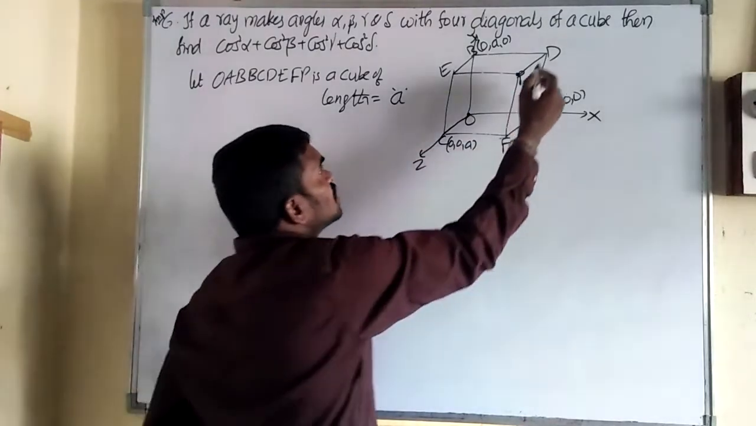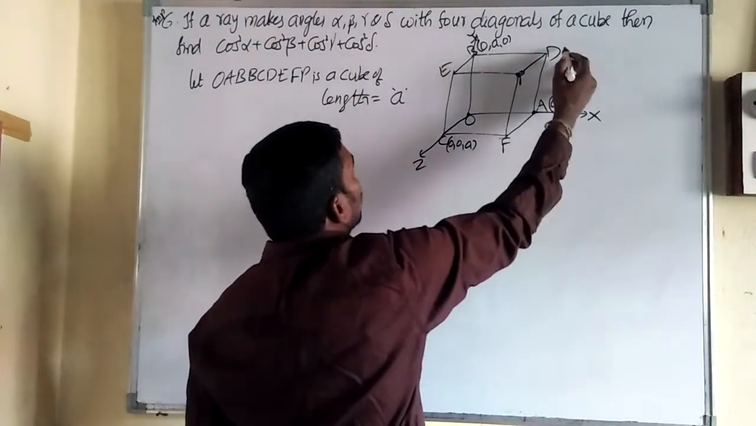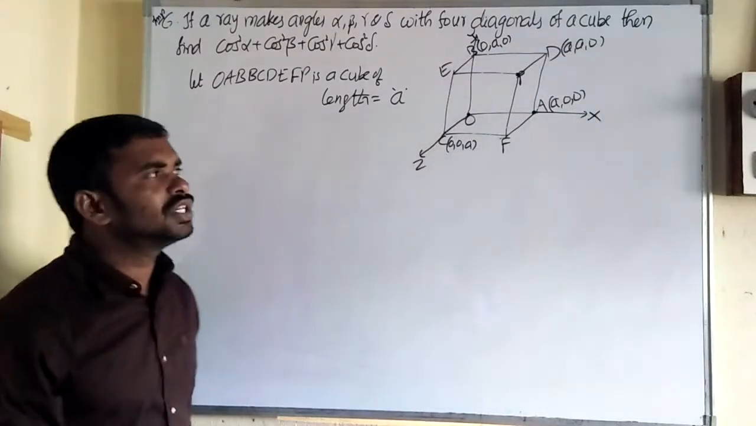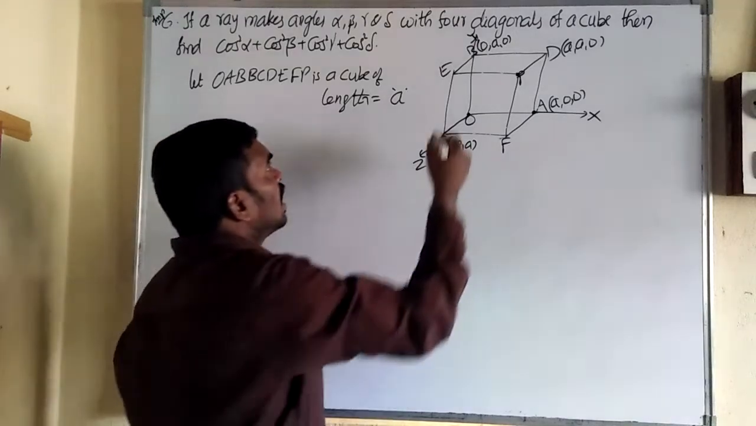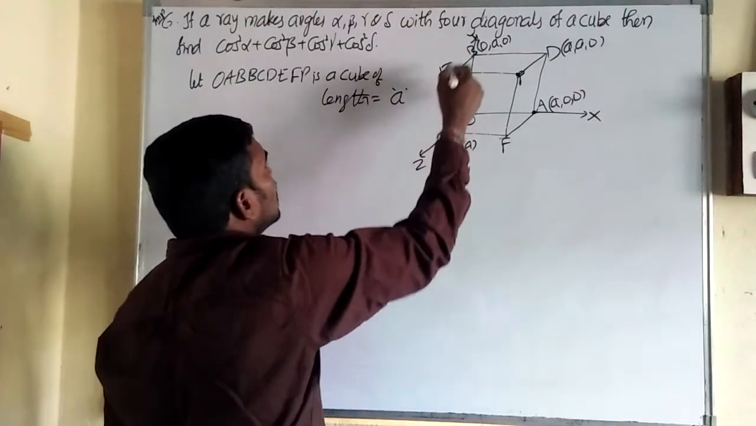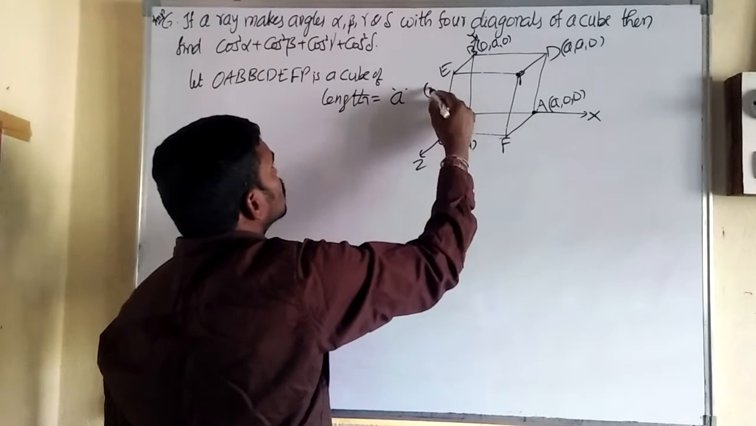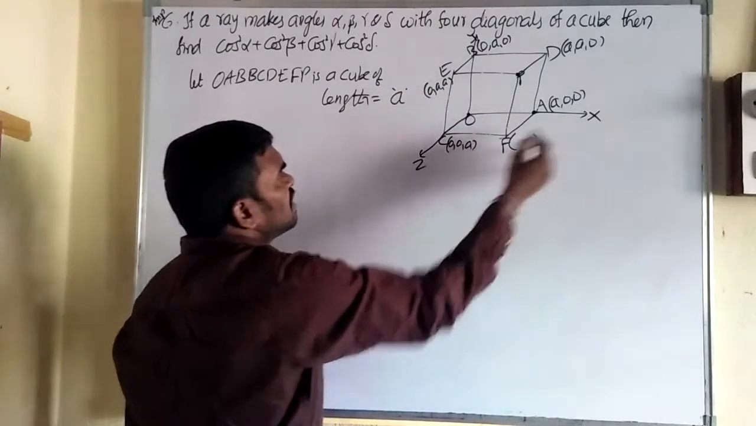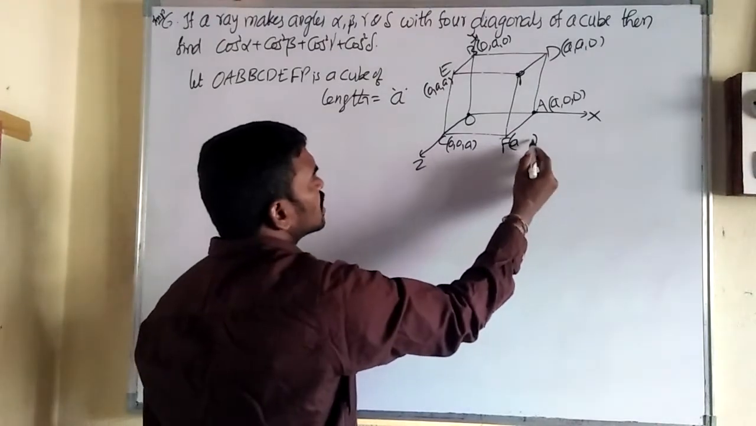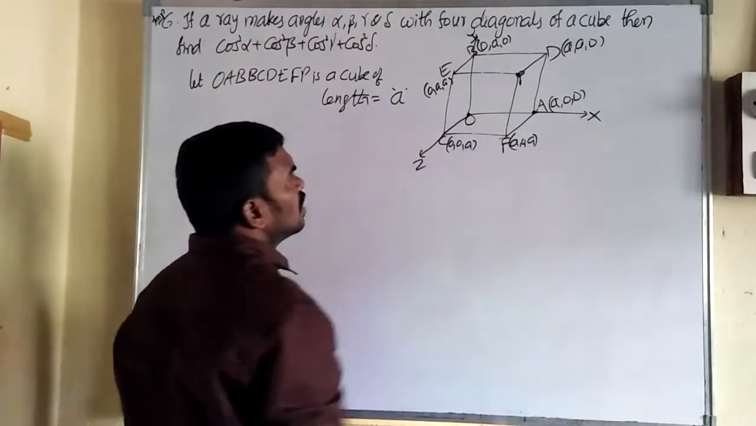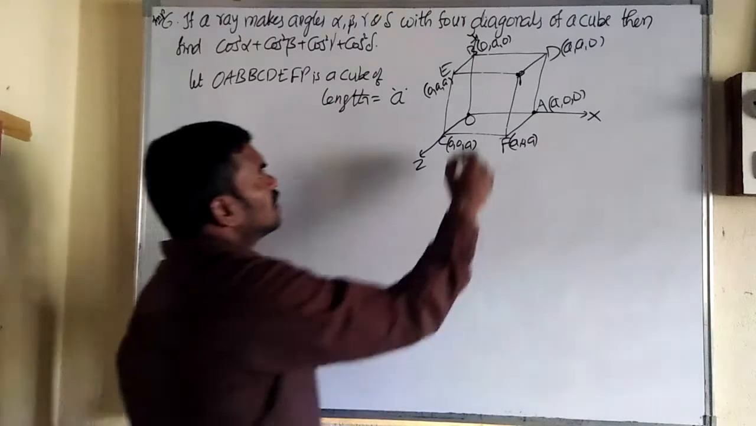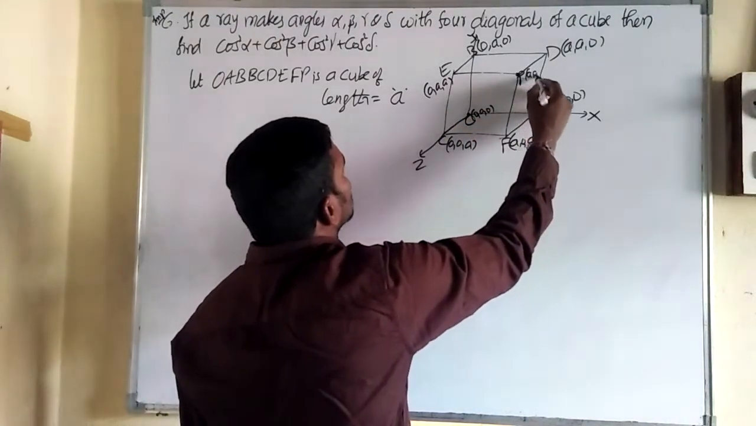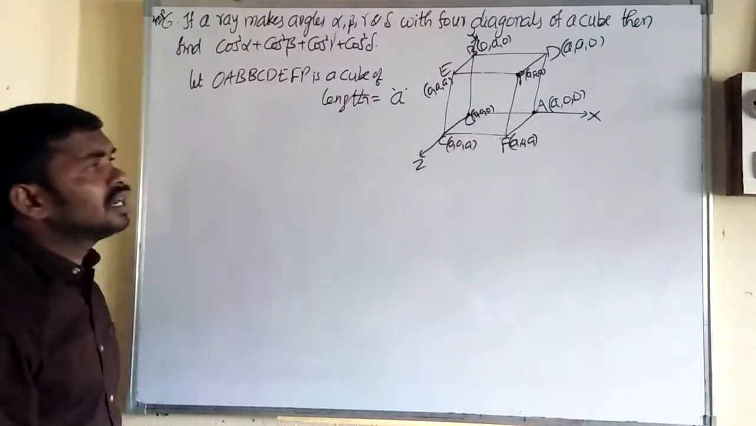And what is D? D lies between x and y. X and y means xy coordinates, z coordinate nothing, 0. And E is between y and z, so 0 comma a comma a. Similarly F is between x and z, so x is present, z is present, but y coordinate is 0. And what is the origin? 0 0 0. P means what? It is a, a, a. Okay, these are the points.